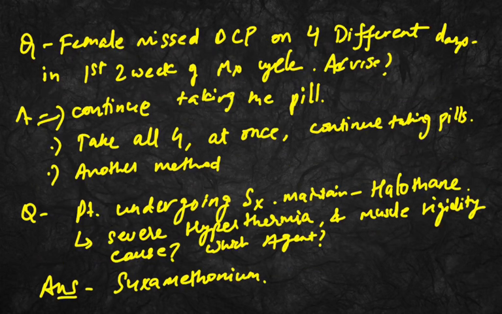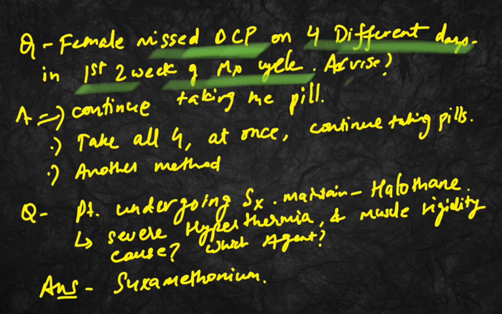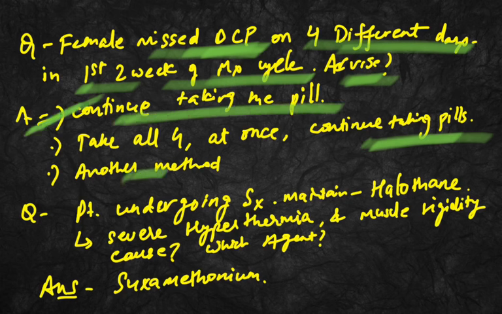Now, a female missed OCPs on 4 different days in the first 2 weeks of the menstrual cycle. See, on 4 different days she missed the OCPs in the first 2 weeks of the cycle. What will you advise? Options: continue taking the pills, take all 4 pills at once, or continue the pills with another method. The answer is continue taking the pills. Advise her to continue taking the pills and not to take all 4 at once.